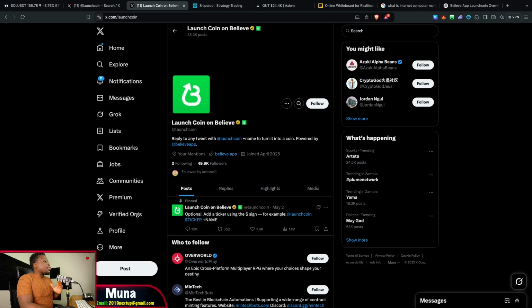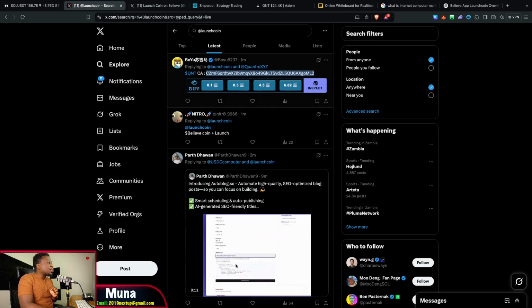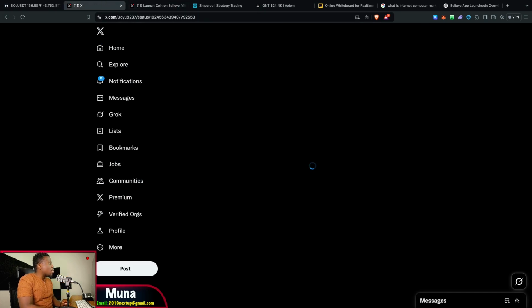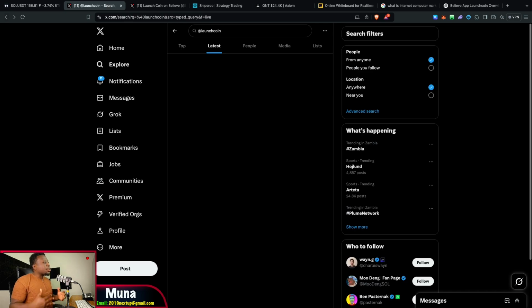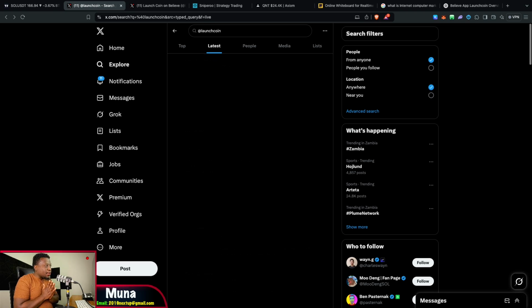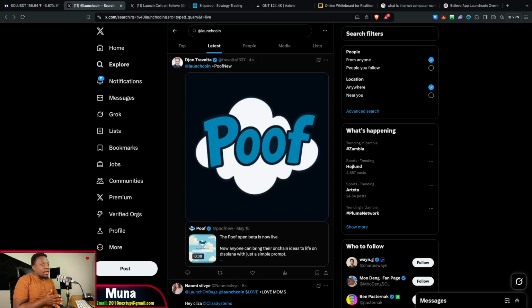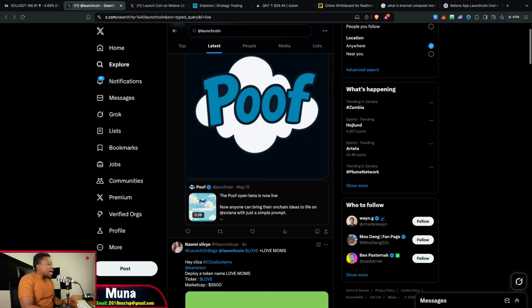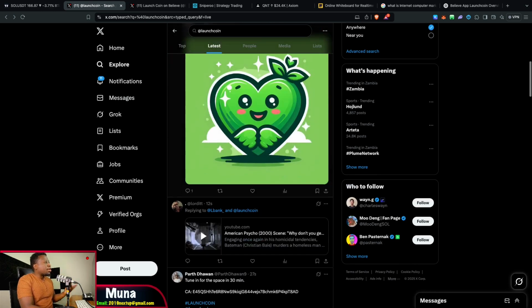Moreover, that is a wrong way, because what you want to do is purchase the coin that has been tweeted by the Believe app. So the process is, if you want to launch via Launchcoin on Believe, if you want to have your platform launched, you need to get a reply. First of all, you tweet at Launchcoin plus your ticker symbol, or the title, the name, and then Launchcoin replies to you.